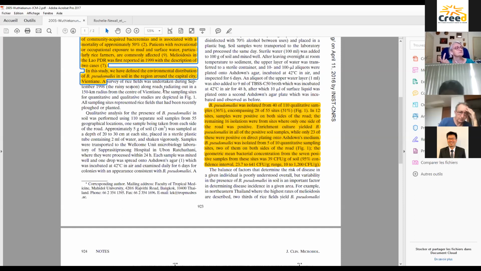And they sampled in rice fields that had been recently plowed or planted. So we know. No references in that paragraph, you will note.